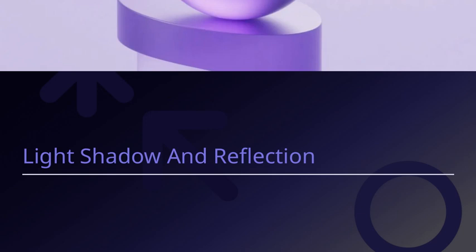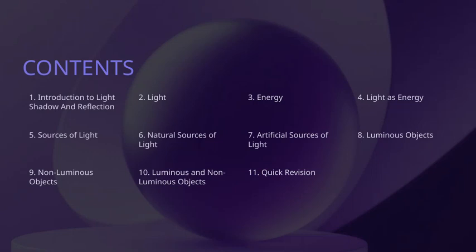Let's get started. Let's take a look at the contents of today's presentation. We will start with an introduction to light, shadows, and reflection, which are fundamental concepts in understanding how we see and interact with the world around us. Moving forward, we'll explore the sources of light, beginning with natural sources like the sun and stars, and then artificial sources such as lamps and bulbs.